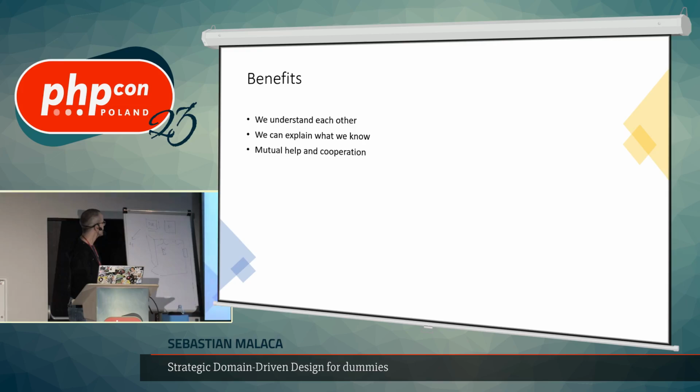Another thing, mutual help and cooperation. This is great. Usually we are quite comfortable with business that gives us requirements. But sometimes, when our understanding grows, when we really know the wording, know all the interactions, we can give them feedback. Explain why something is inefficient, why something is not worth implementing.